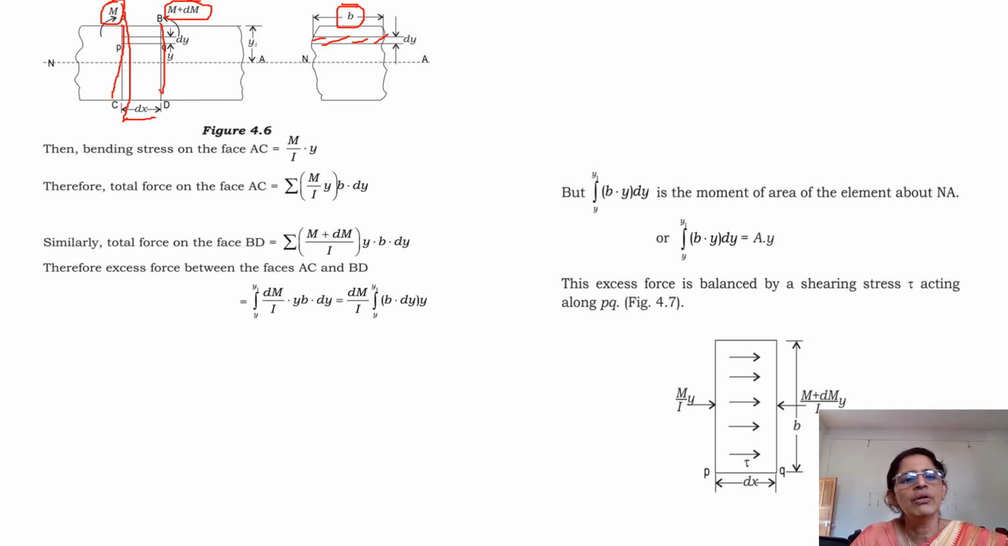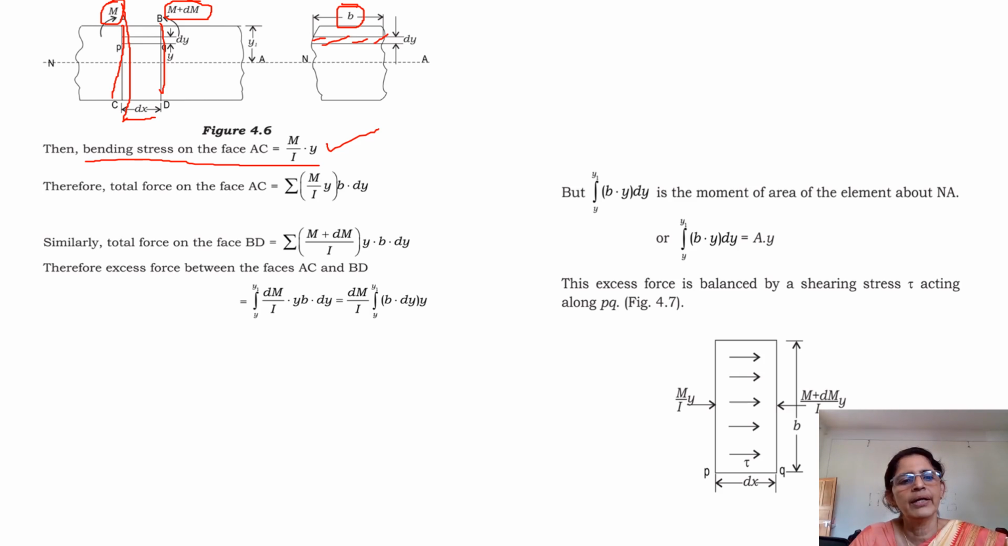Okay, so as per the bending equation, you know that bending stress sigma is equal to M by Z or M by I into y. So I have taken for this particular section, bending moment is capital M, moment of inertia of this cross section is I, and you are taking a level at y distance from the neutral axis. So at that particular layer, the bending stress is M by I into y.